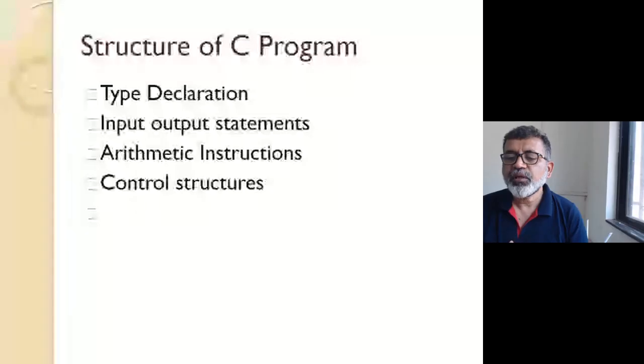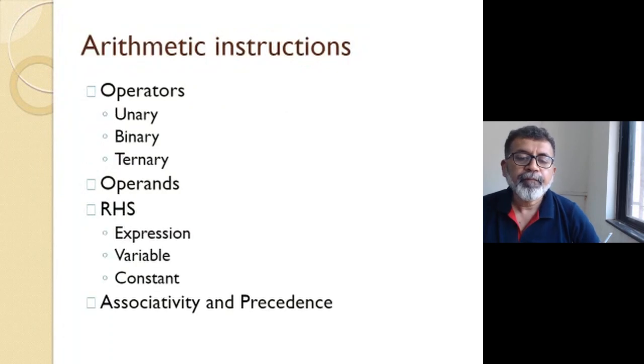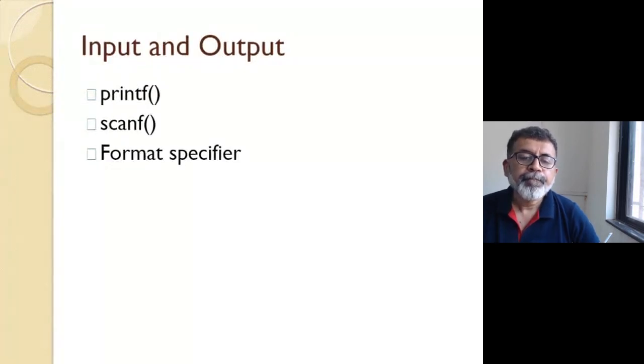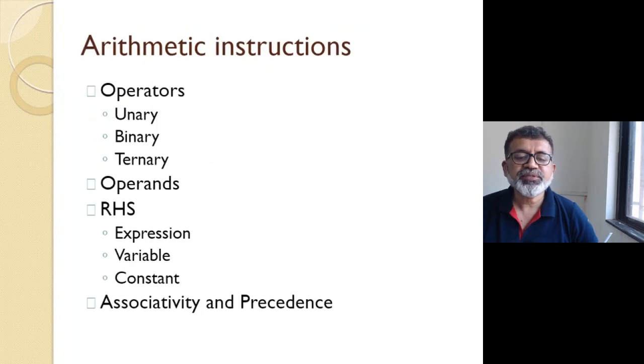Question answer session. I covered this printf, scanf, format specifier, arithmetic instructions. Okay. So operators are unary, binary, and ternary. Ternary, I'm going to talk about this. Binary operator means, what is that binary? It needs two operands. Plus is a binary operator. Plus is also a unary operator because plus 5. At that time, plus is a unary operator. 5 plus 6, plus here is a binary operator.